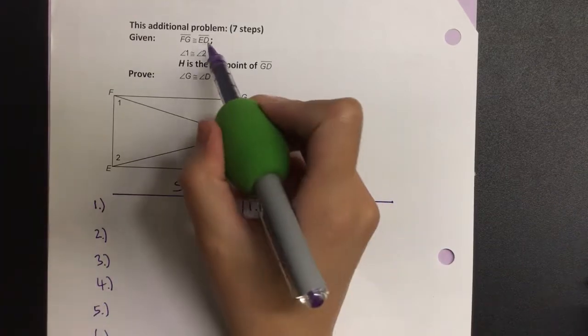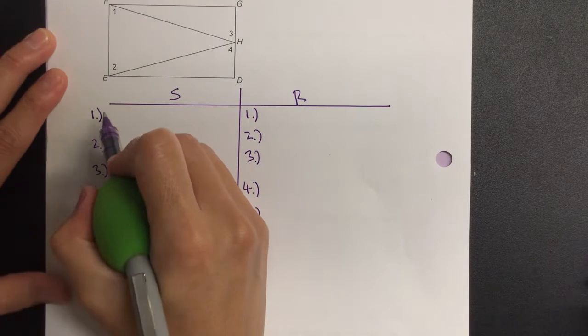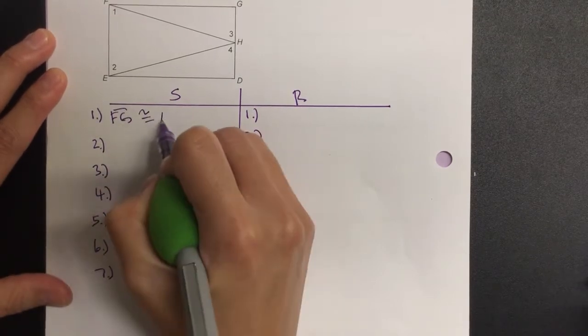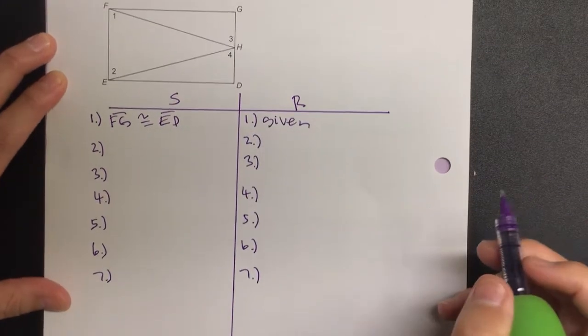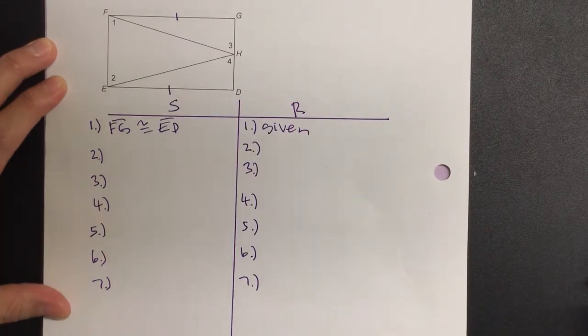Three of them, so we have given 1, 2, and 3. So let's go ahead and list them as we mark them on the picture. So we have FG is congruent to ED. That's by the given. And let's notate 1 tick mark on FG and 1 tick mark on ED.